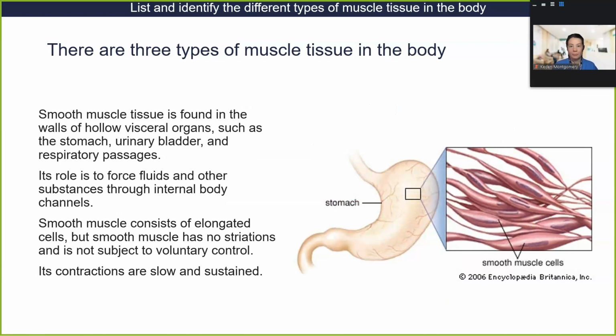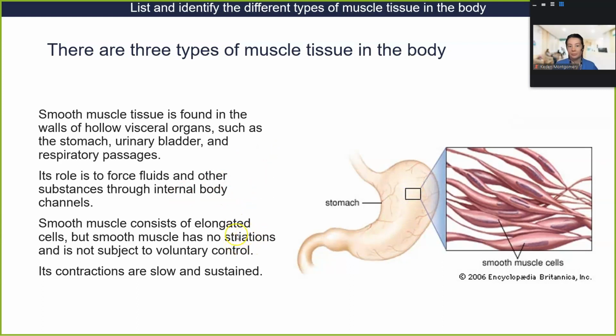And the last kind of muscle tissue that we have is smooth muscle. Now, this type of muscle is found in areas where you need to move things along, like your stomach or your digestive system. Again, it's not under voluntary control. So, for example, your bladder and your stomach have smooth muscle cells.